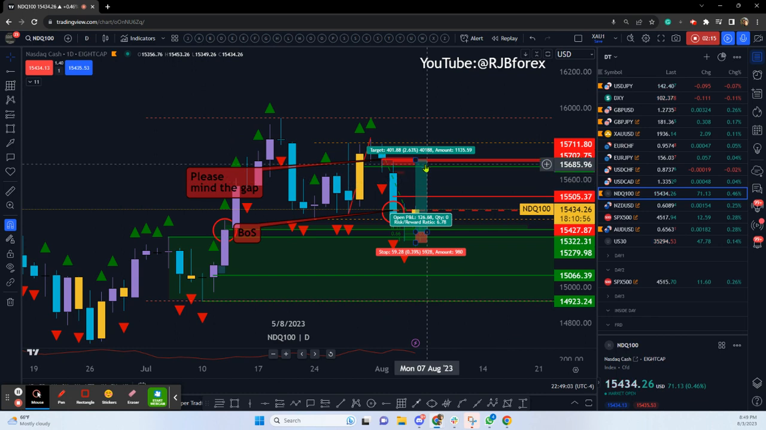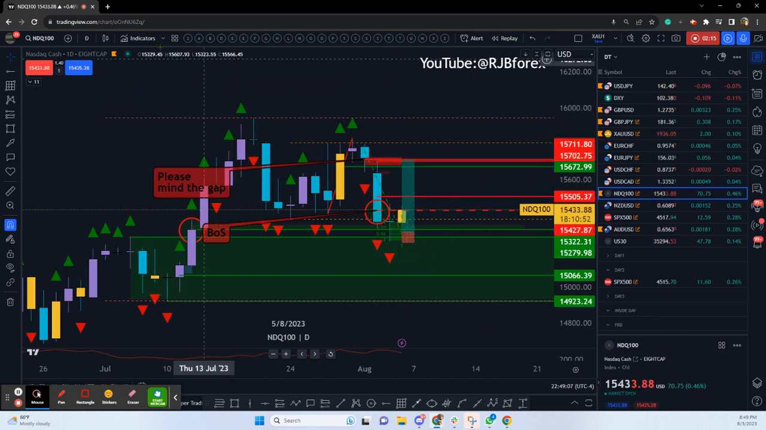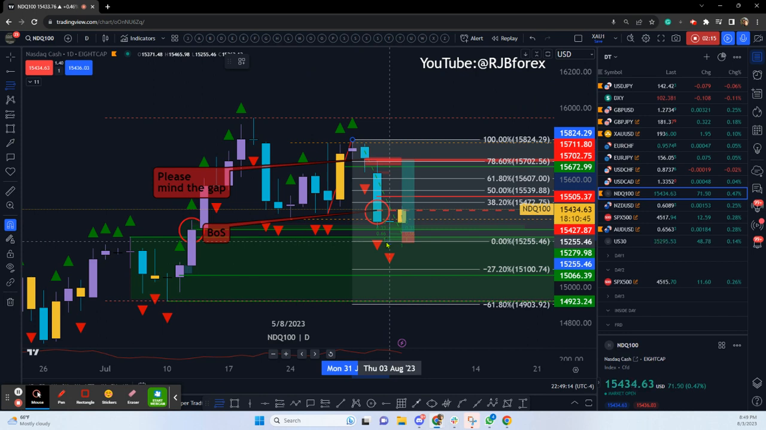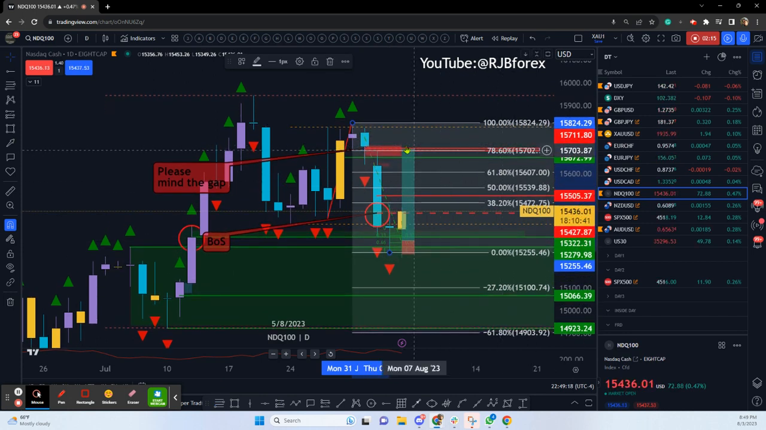Will we get all the way up there? Less likely. We can measure that on a Fibonacci. So to get all the way up there will be a 78.6 retracement, so not impossible. Could it happen in one day? Could do. 225 points ATR.